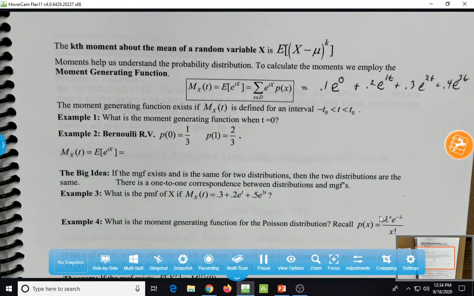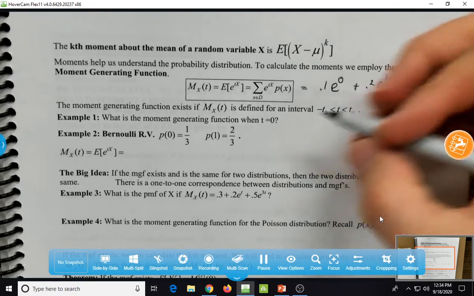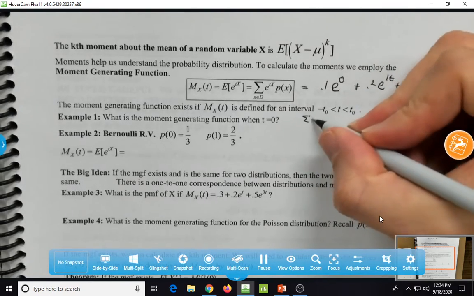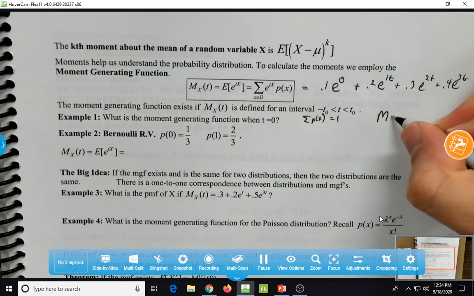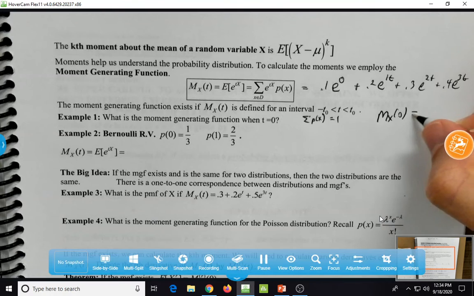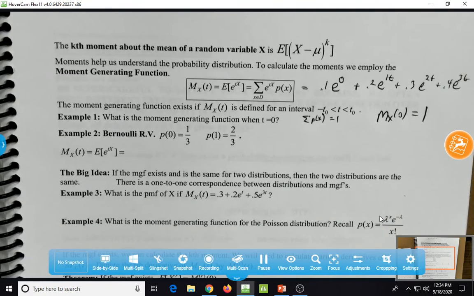So let's take the Bernoulli. What is the moment generating function when t is equal to 0? Well, if this is 0, I sum up all my probabilities, and that's just 1. So I'm just going to write that again: M_X evaluated at 0 is 1. That's kind of a good thing to know.